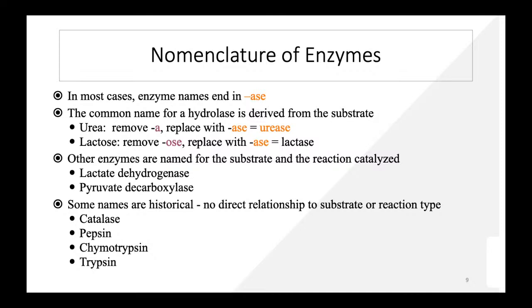And some names are historical, which don't have any direct relationship to substrate or reaction type, like catalase, pepsin, chymotrypsin, and trypsin. There is no meaning to why their names are given like this.